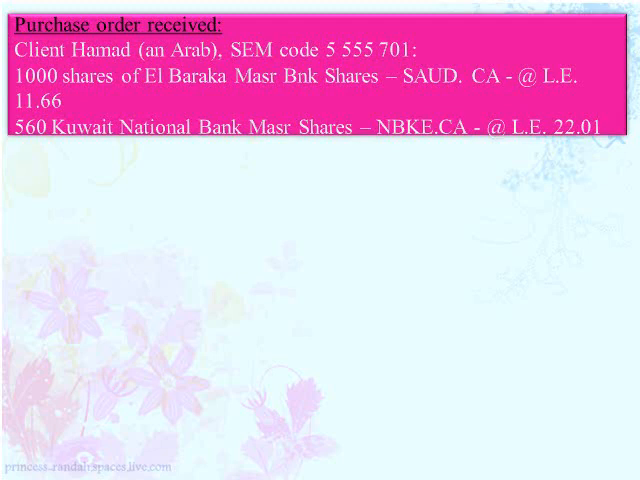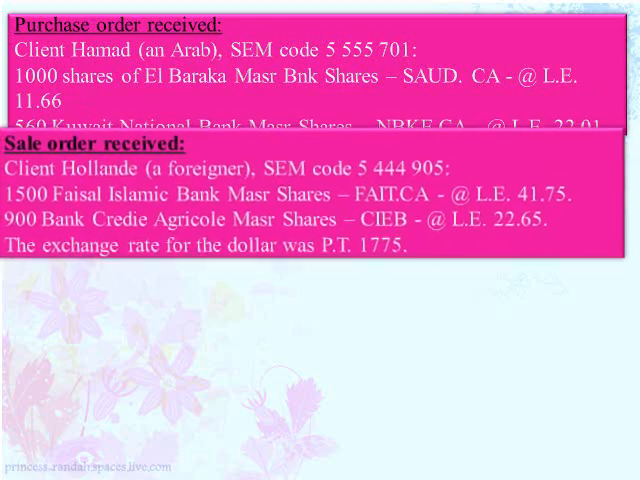I would say the code for these shares is saud.ca, and the price per share is in Egyptian pounds 11.66. He also wishes to buy 560 Kuwait National Bank Masr shares. The code of these shares is nbke.ca, and the price per share is 22.01 Egyptian pounds. Let us carry on.